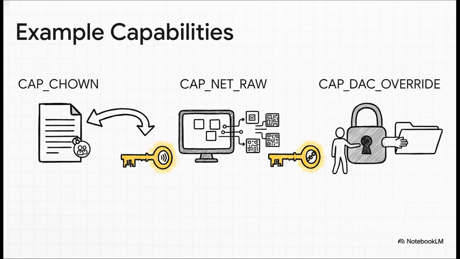Let's make that a little more concrete. Instead of giving a program full root access, you can give it just one specific superpower. For instance, you could give it the ability to change who owns a file, but nothing else, or the power to create special network packets, but without being able to touch the file system at all. You give a program only the exact privilege it needs to do its job, and absolutely nothing more.